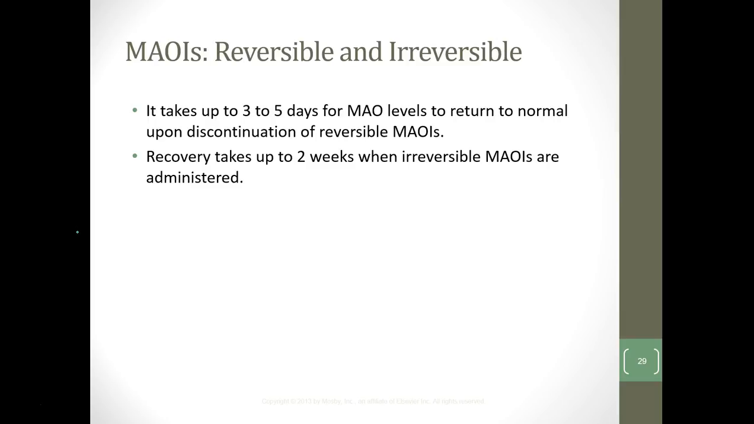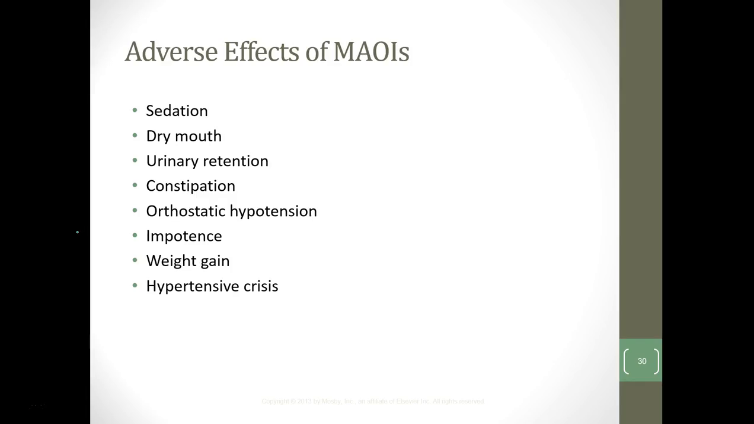So if somebody's on an SSRI and we're going to switch them to an MAOI or vice versa, generally the patient needs to be off either of those medications for at least 2 weeks before introducing the new medication. The side effects of the monoamine oxidase inhibitors include sedation, dry mouth, urinary retention, and constipation. So those are the anticholinergic side effects.